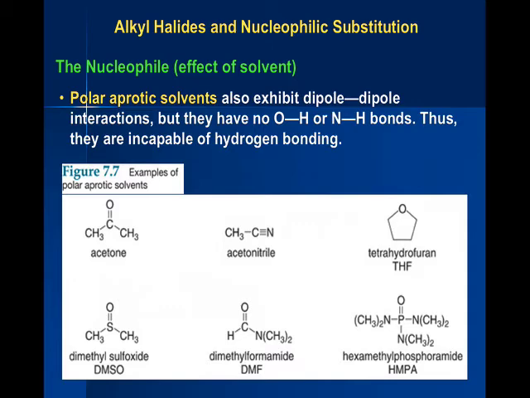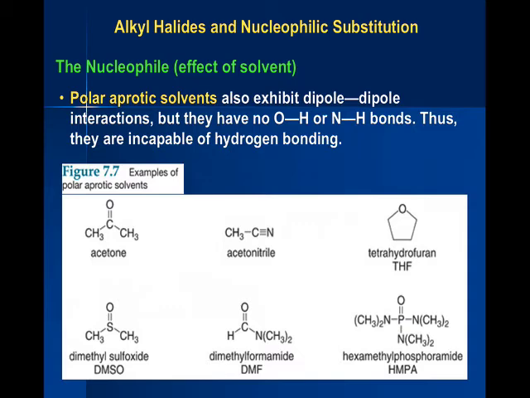Acetone, fingernail polish remover, ladies. Polar aprotic solvent. Acetonitrile, a polar aprotic solvent. Tetrahydrofuran is a polar aprotic solvent. It is an ether. It's cyclic. It's known as THF. You will hear me refer to it as THF.